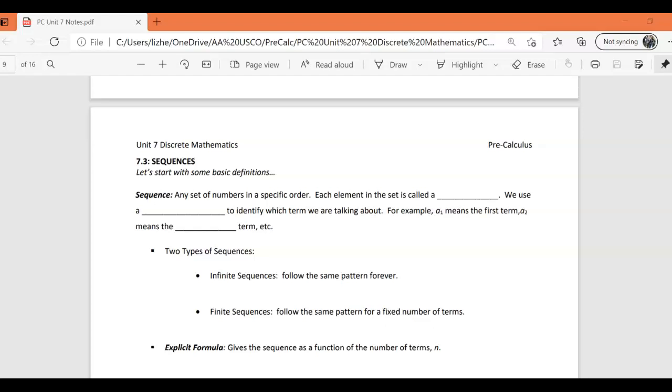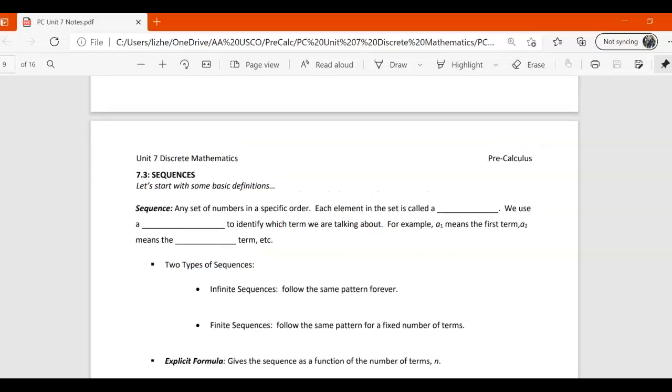Okay, pre-calc. We are starting lesson 7.3 on sequences. We're going to start with some basic definitions. First of all, a sequence is any set of numbers in a specific order.